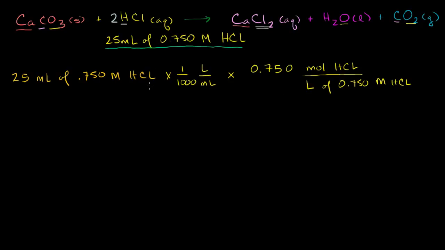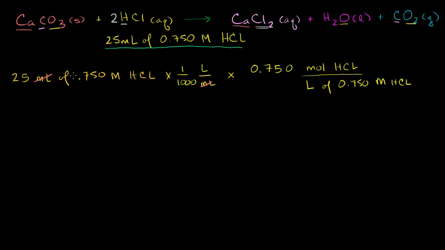So let me make sure you understand what I'm doing here. I first want to get the 25 milliliters into liters. So I'm going to essentially divide by 1,000, and the units will work out. We have milliliters in the numerator, milliliters in the denominator. We're left with a liter on top.